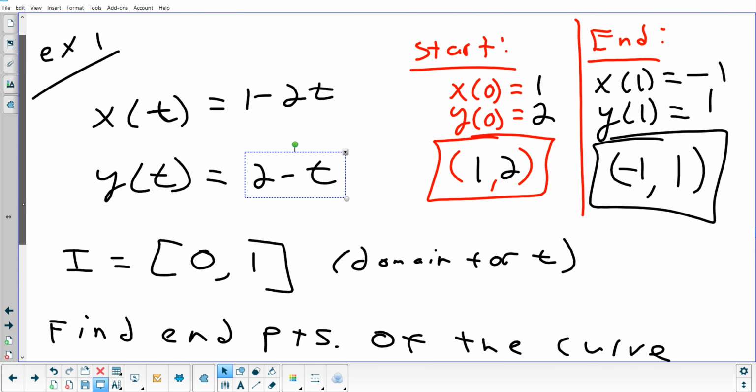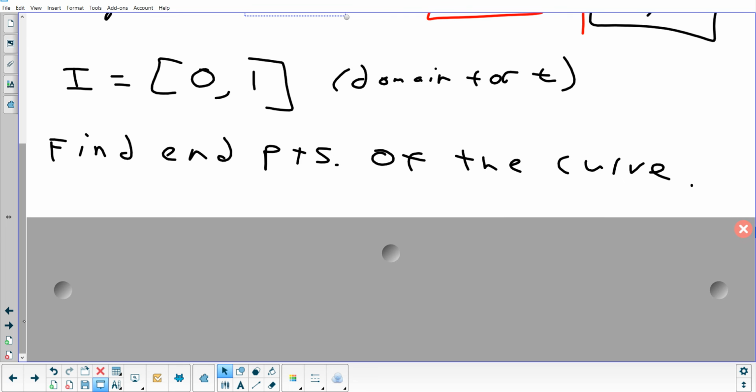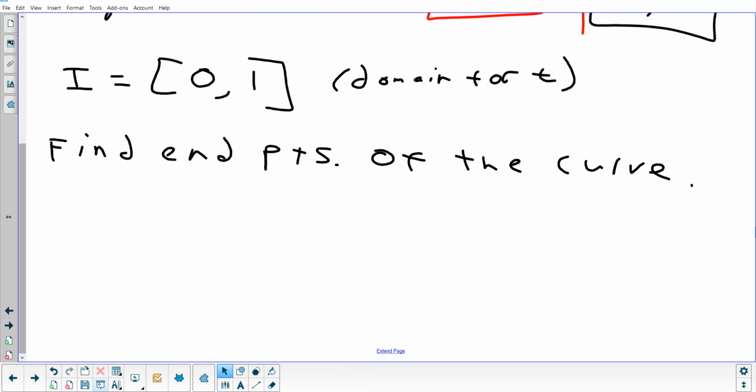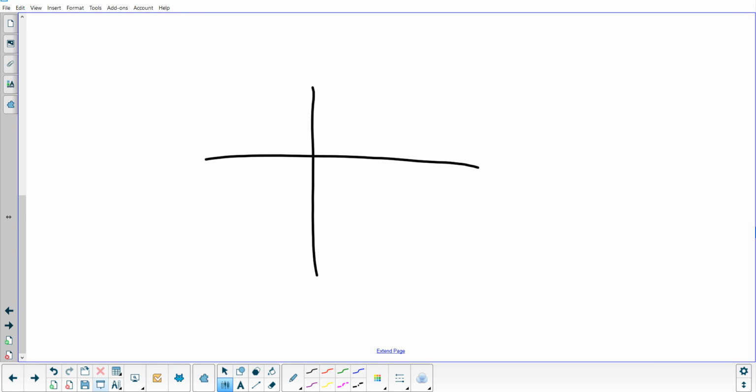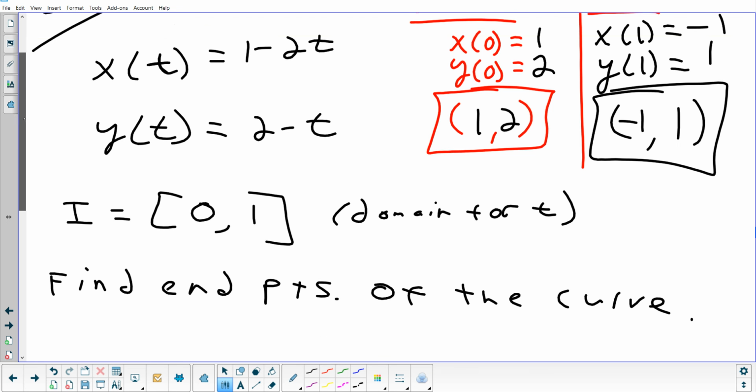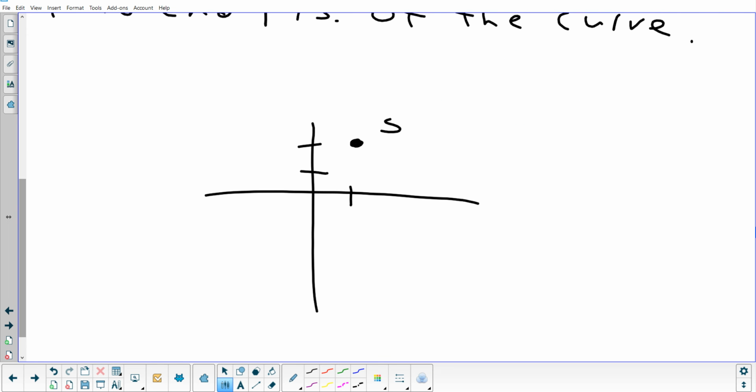So this graph is going to start at 1, 2. All right. Let's think about that. It's going to start here, and it's going to stop at negative 1, 1. Negative 1, 1. That's the finish. Now, it will be a line segment. That's how it's going to look.